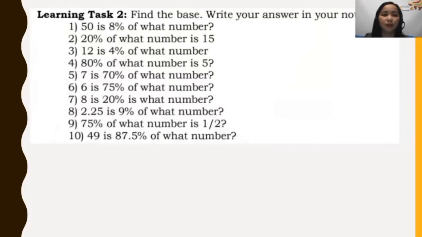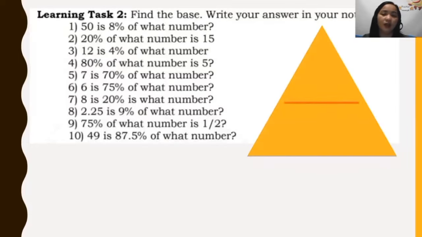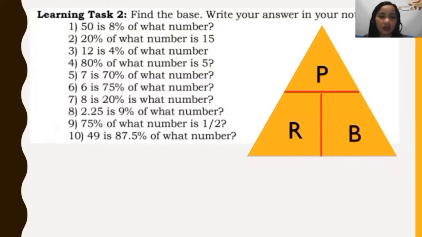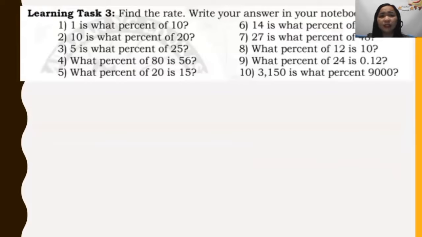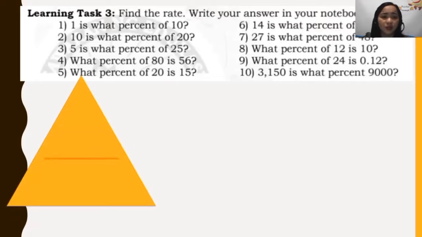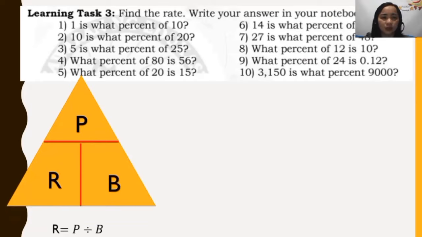For learning task number 2, find the base. Write your answer in your notebook. So we are looking for base here. If we're going to use the Tekan's triangle, we have PRB. At ang nawawala natin ay base. So we need to use base is equal to percentage divided by rate. And in learning task number 3, find rate here. So we are going to use rate is equal to percentage divided by base.